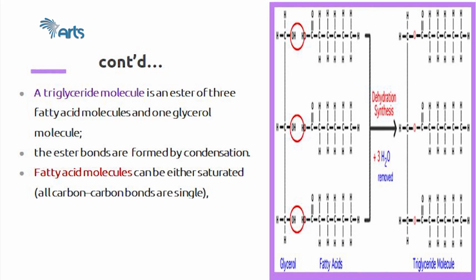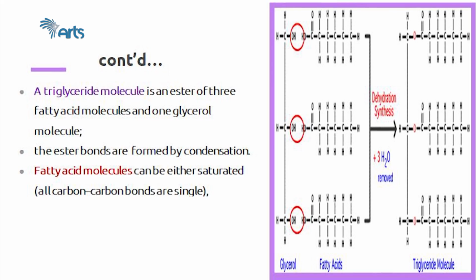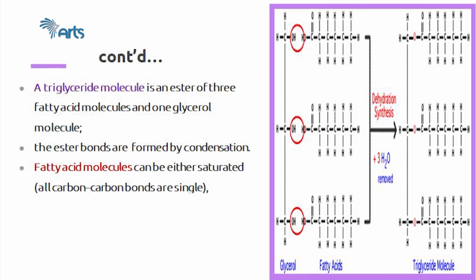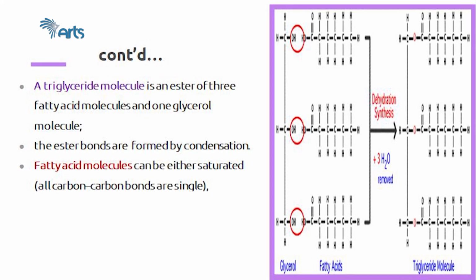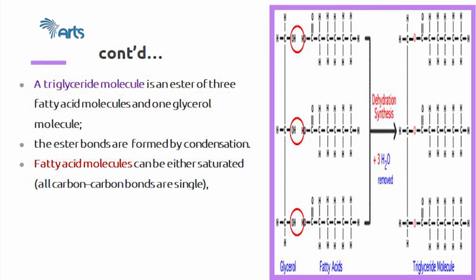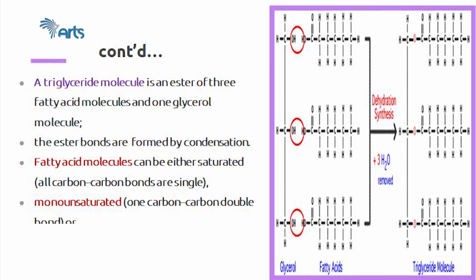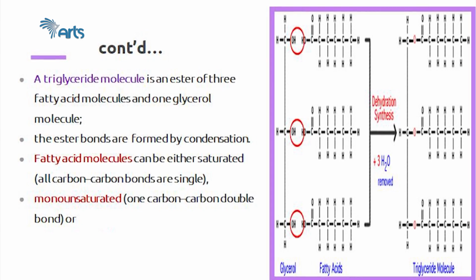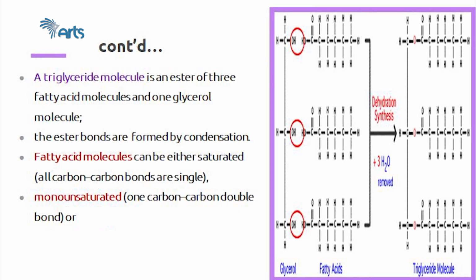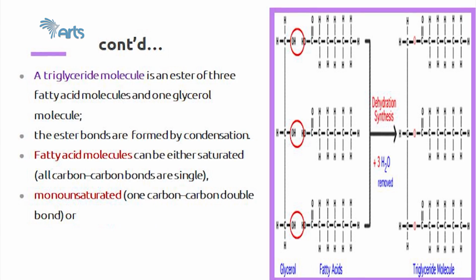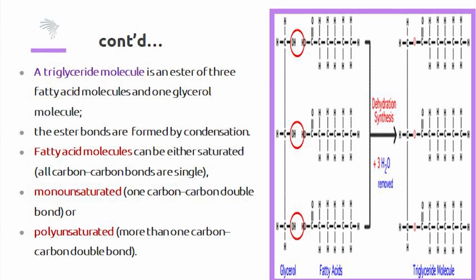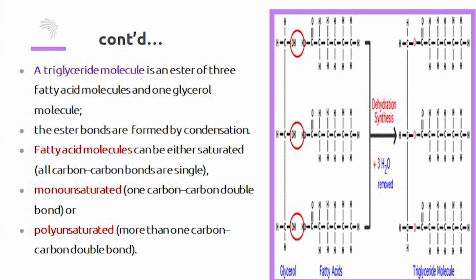The fatty acid molecule is another organic molecule, which can be saturated, monounsaturated, or polyunsaturated. Saturated fatty acids have single bonds between carbon atoms. If there is one carbon-carbon double bond, it becomes a monounsaturated fatty acid. If you have more than one carbon-carbon double bond, we call it polyunsaturated.